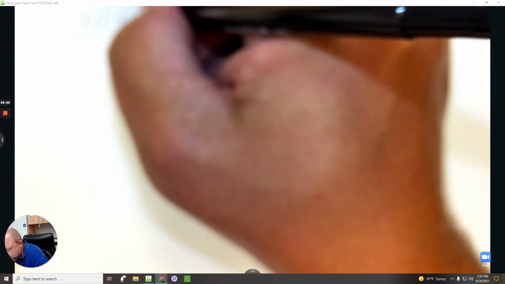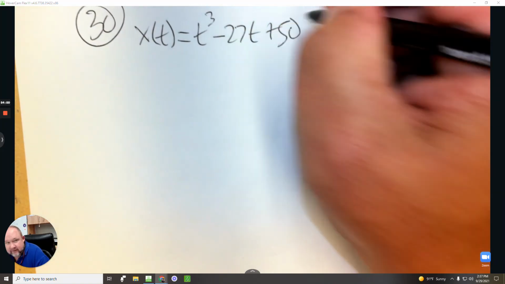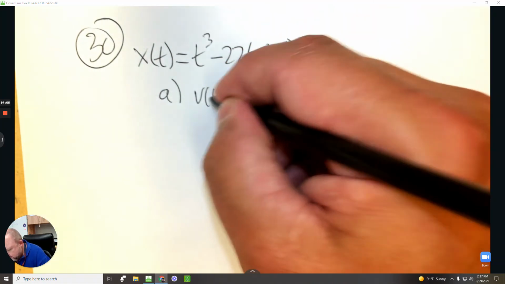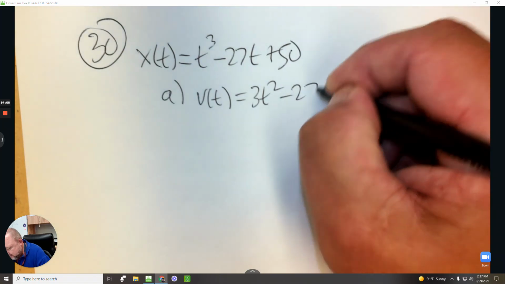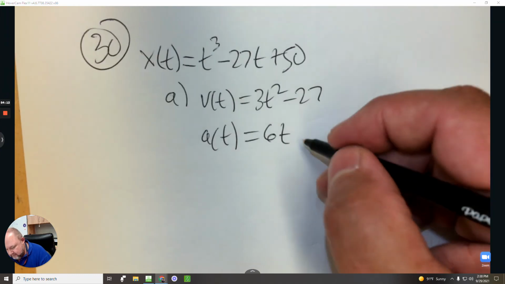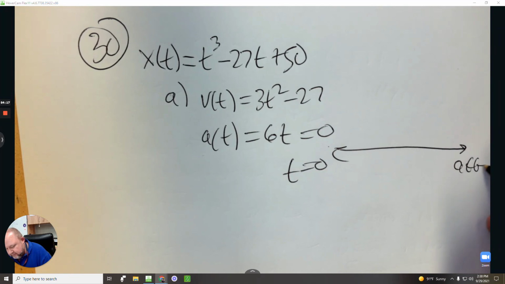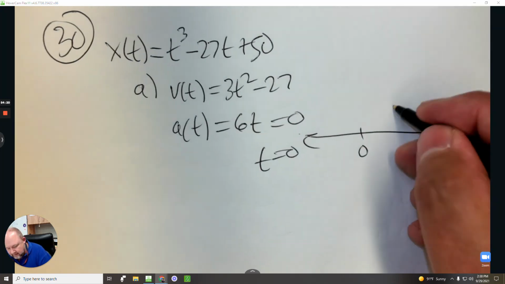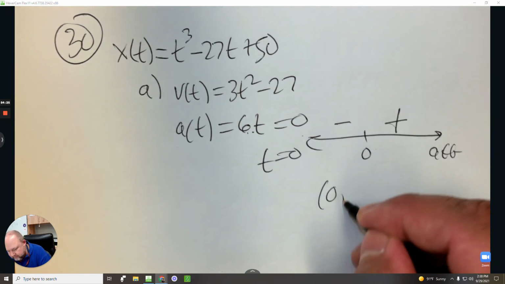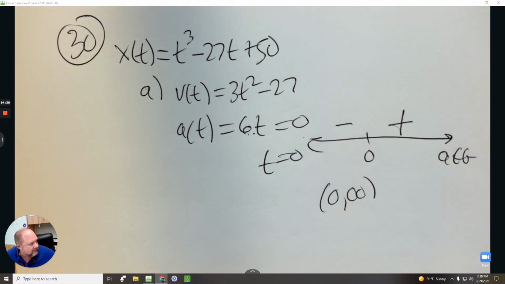So we have a position at t cubed minus 27t plus 50. And it says, when is the velocity increasing? So the velocity is 3t squared minus 27. That's another way of asking for the acceleration. So for the acceleration, it's positive when it's greater than 0 and negative when it's less than 0. So from 0 to infinity, it's increasing.